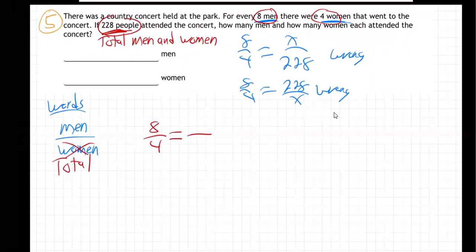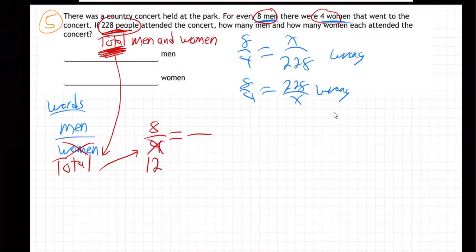So this is what I call a total proportion problem. This is the first one of these we've had. When they give you a total, then you make the denominator total. Instead of men over women, you make it men over total. And then that means you change this to be 12, because that's the total, right? 8 plus 4 is 12, the total of men and women.